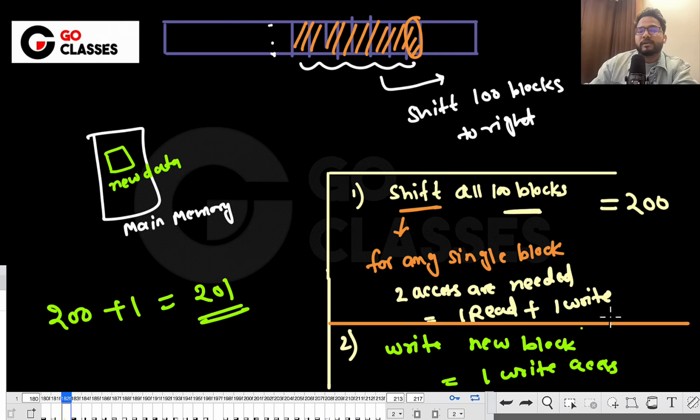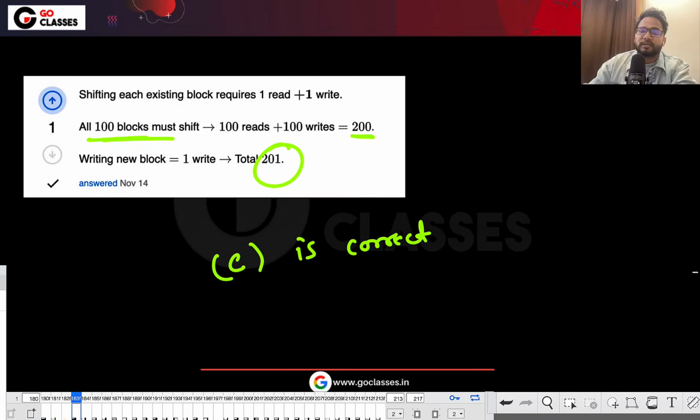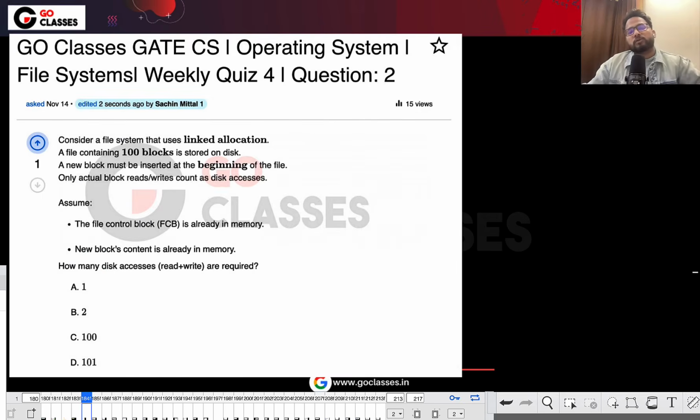So for insert, which means write, you need one more write access. So total 201 access is needed. So that's why C is the correct answer. Now let's go to question number 2.